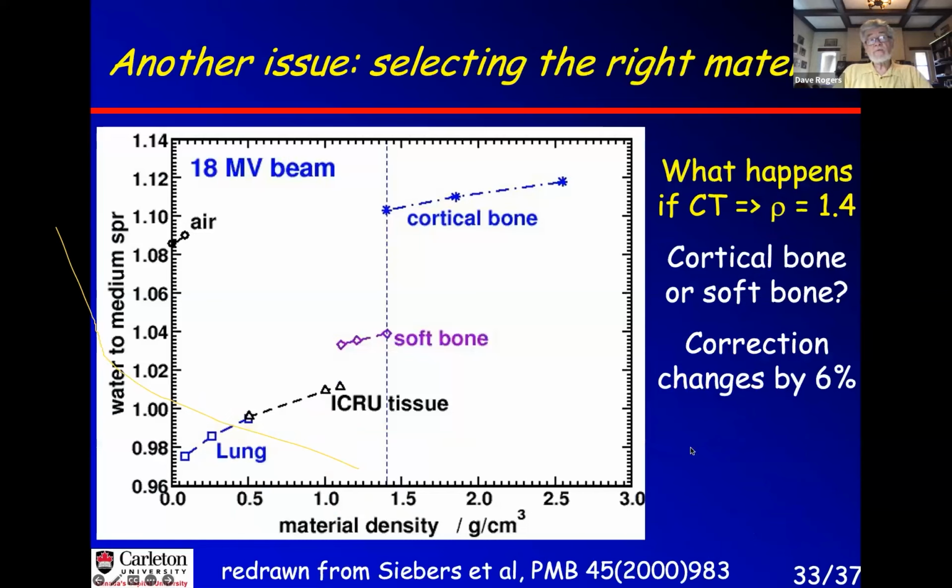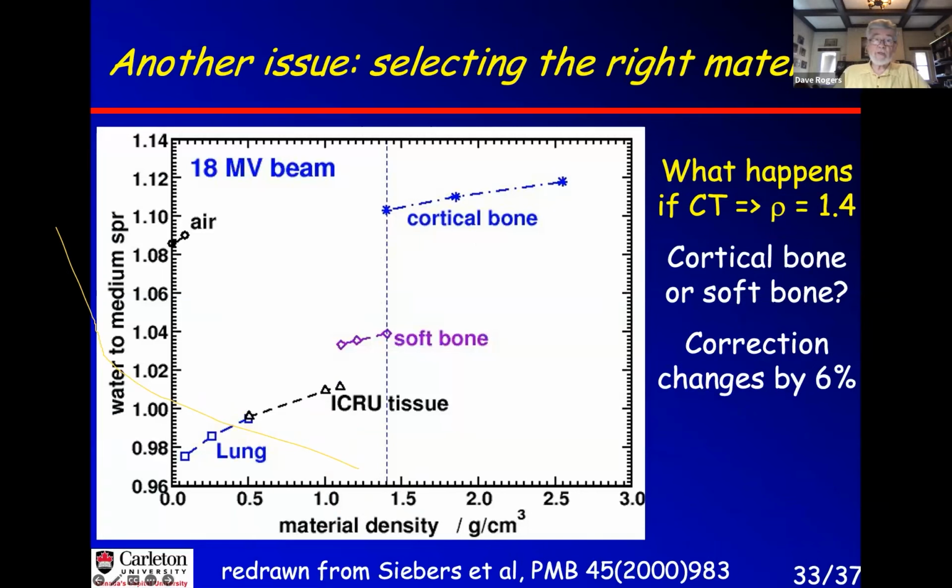Okay, so as I say, I find that a very interesting paper. But now a completely different issue is the following. When you're in a clinical situation, you've got a CT scan for your patient, and you've got a voxel which has been assigned a density of say 1.4. So that's this line here.